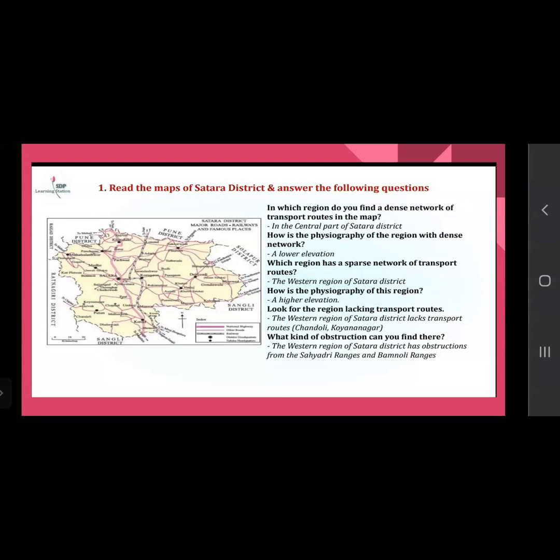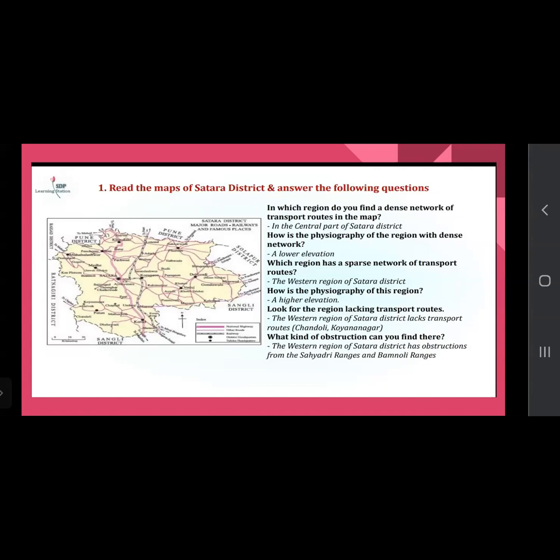Now where is the dense network? Dense network means good network. Where is it? We have seen it is in the central part of Satara district. The reason is that here the physiography is convenient for transportation. How is the physiography of the region with a dense network? It has a lower elevation. The height is lower.